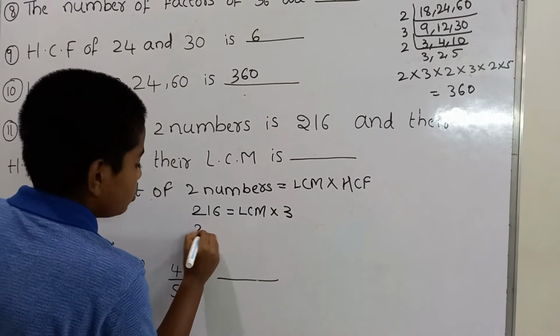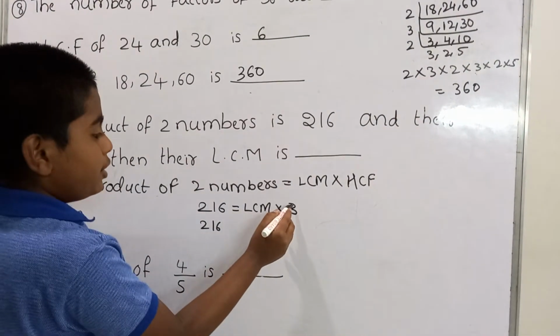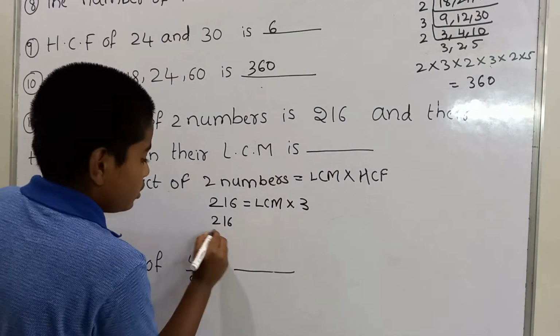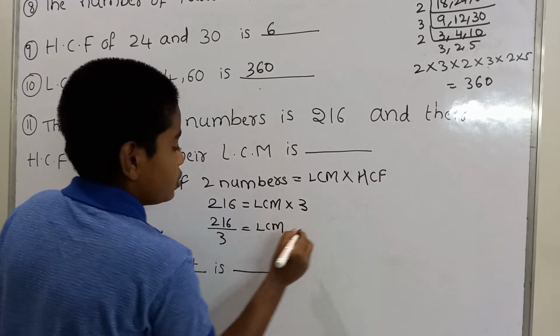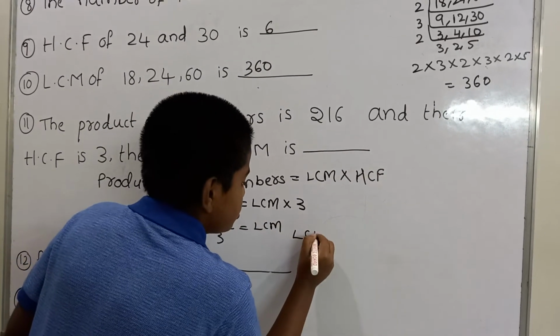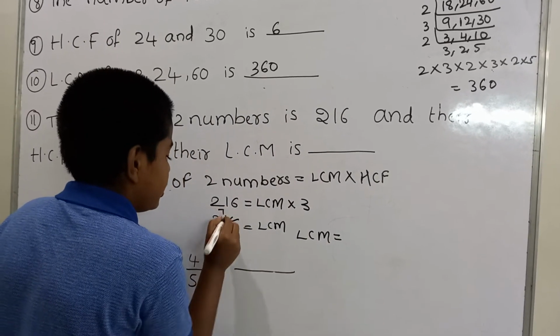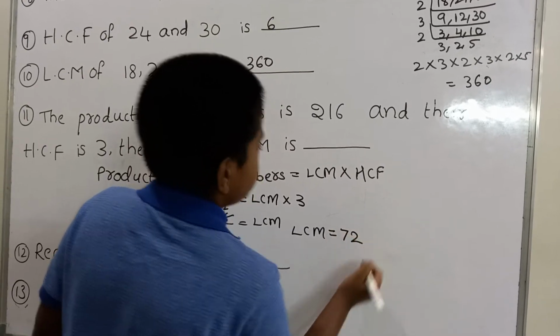So 216, here it is into, when we shift this to the left side, then it will become by. So 216 by 3 is equals to LCM. So LCM is equals to 216 by 3, that is 3 1s are 3, 3 7s are 21 and 3 2s are 6. So LCM is equals to 72.